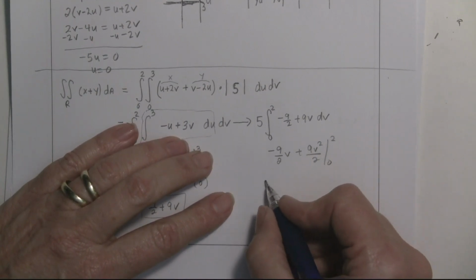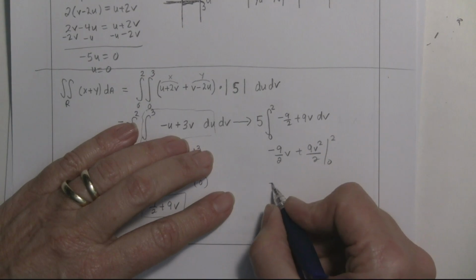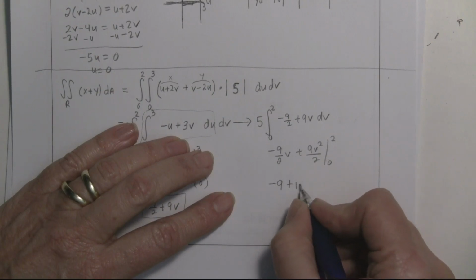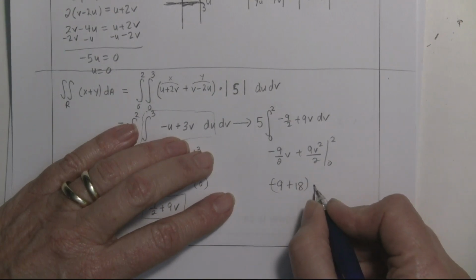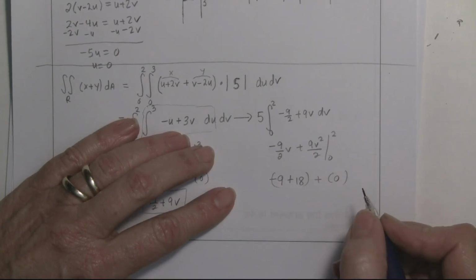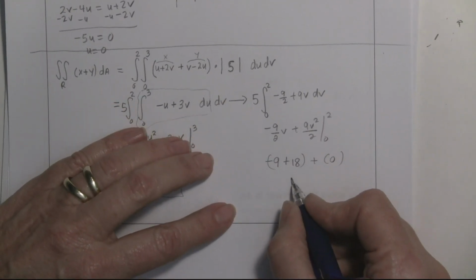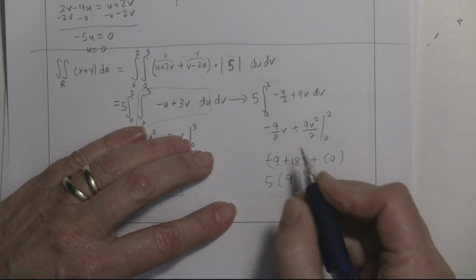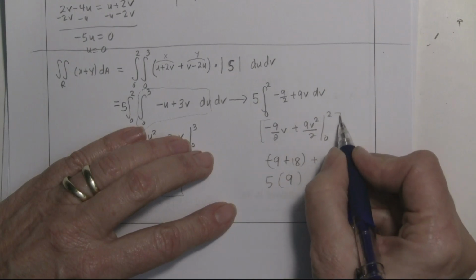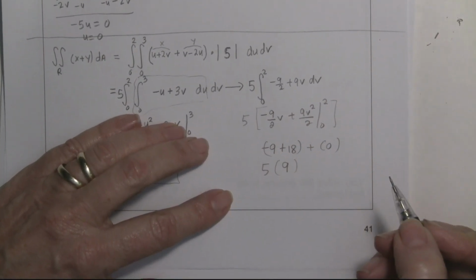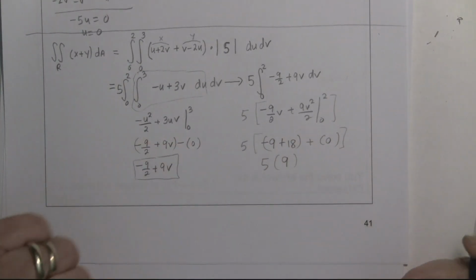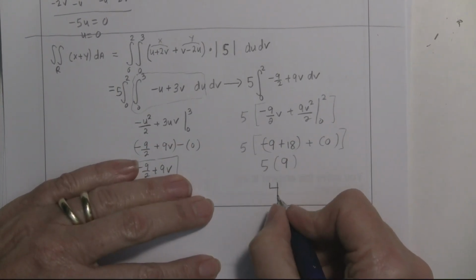So the upper bound, when I put that in here, I'm going to get negative 9. When I put that in here, I'm going to get 4, divided by 2, that's going to give 2, so it's going to be plus 18. And then plus a 0. And so altogether, that gives me 9. But don't forget to times it by the 5, right? We still have the 5 hanging out here. A lot of times I will put it like this because I'm worried I'm going to forget it and carry it around. And so, yeah, 45.